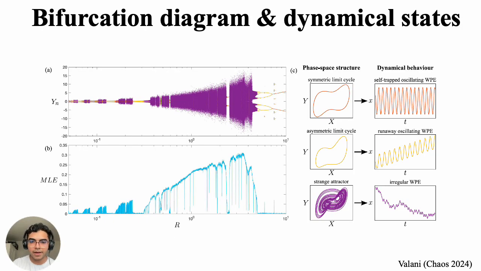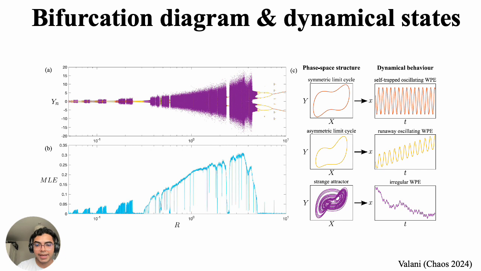Alright, so here is a bifurcation diagram of the system as a function of the parameter r, and the bottom panel is showing the maximum Lyapunov exponent. Now the different colors are the qualitatively different types of wave particle entity trajectory that you get. So red is a symmetric limit cycle in the phase space of the diffusionless Lorenz system, and this corresponds to a particle oscillating back and forth. So it is trapped in its own wave field and it just oscillates back and forth.